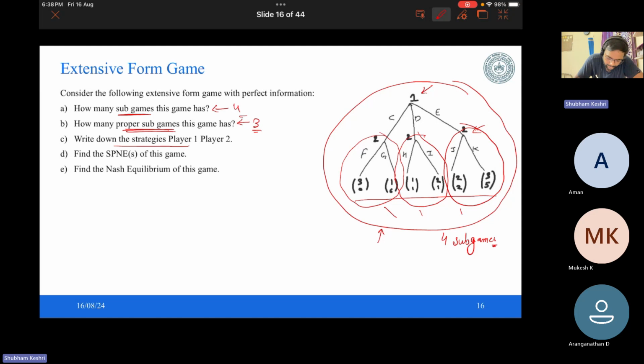Now comes a question where it is asked, write down the strategies for player 1 and player 2. So for player 1, it is simple. Player 1 has only a decision to make at one node. Therefore, he has 3 actions which will become the strategies. It will be C, D, E. Now you will have to help me write the strategies for player 2.